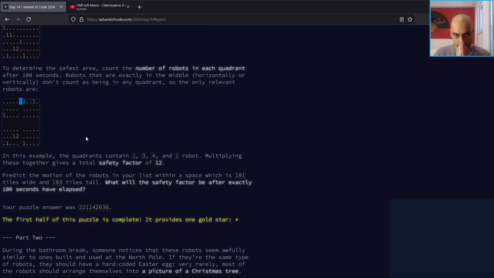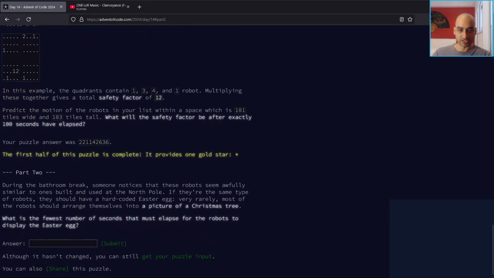It's probably not going to be in the millions or something. Otherwise you'd have to use some crazy Chinese remainder theorem stuff, which we did have to use for one problem in the past. Chinese remainder theorem, fun stuff. But no, this is more of a try some steps until you see it sort of thing.